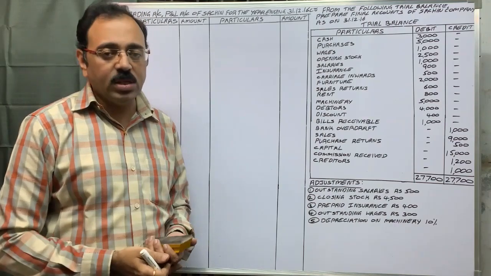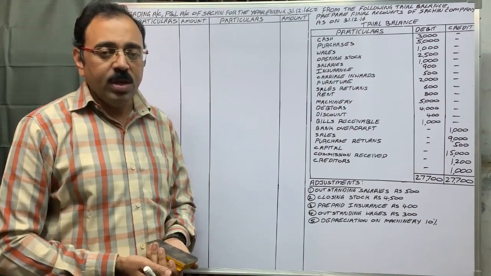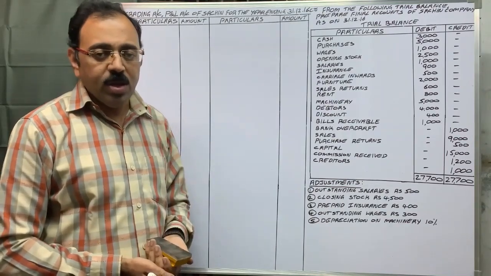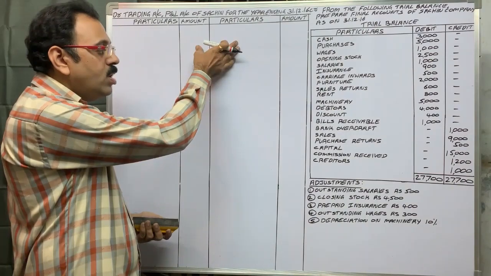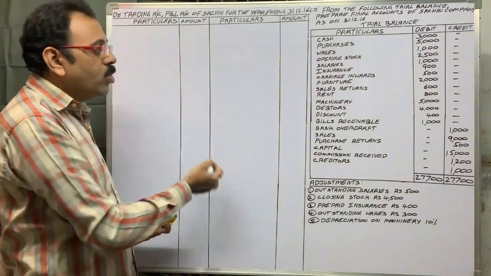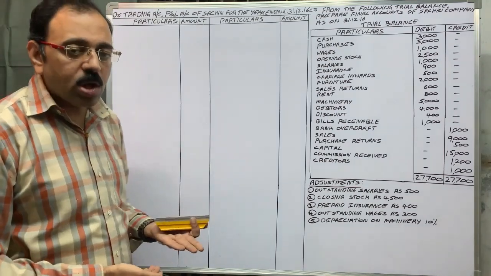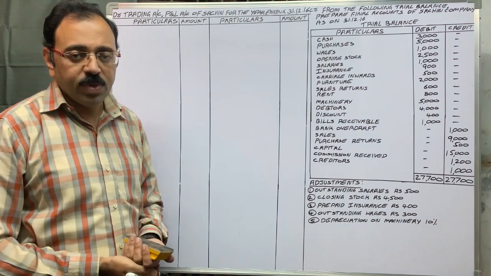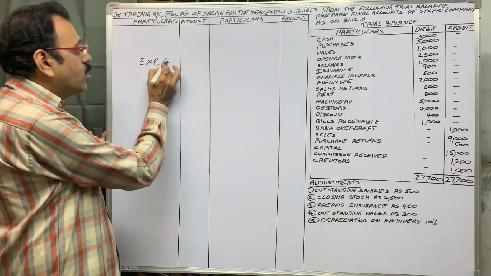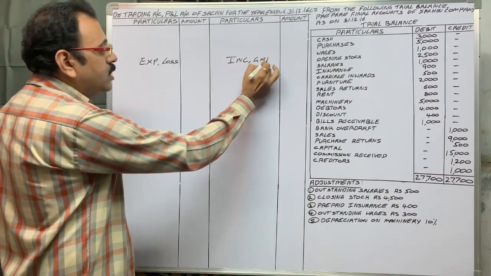Final accounts contain three things: trading account, profit and loss account, and balance sheet. Here trading account and P&L account, both we prepare in the same table. So first we are going to prepare trading account, after that profit and loss account. Now remember, these two accounts are nominal accounts. So what is the nominal account rule? Debit all expenses and losses, credit all incomes and gains. Therefore, on the debit side we are going to write expenses and losses. Similarly, on the credit side incomes and gains.